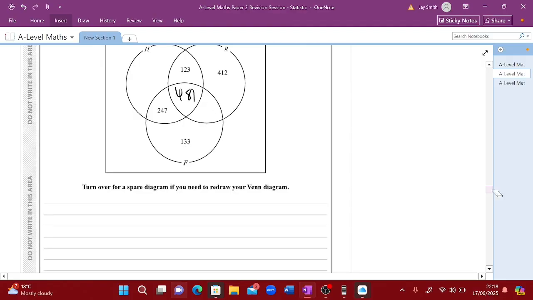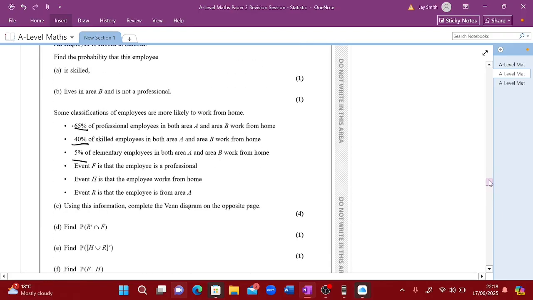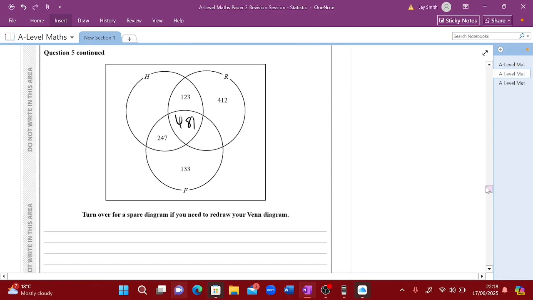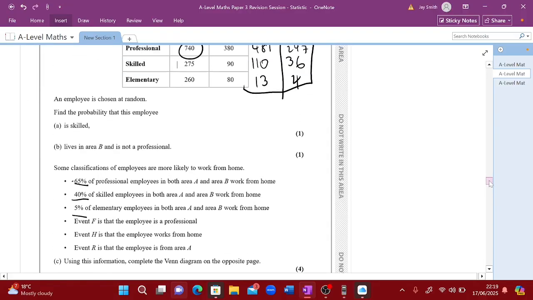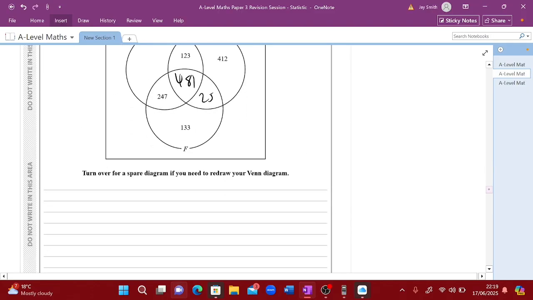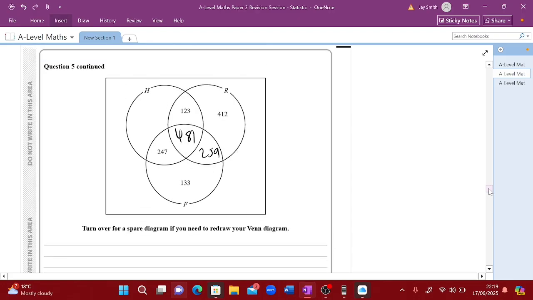Now we're going to work out the double intersection between F and R. So employees that are professional and from area A. That's just this number here, professional area A, which is 740. But we also need to account for the fact we already have 481 that are from area A, professional, and also work from home. So we need to subtract that: 740 take away 481 gives us 259. Specifically, this number is the people that are professional from area A that do not work from home. If they did work from home, they would be included in the triple intersection. That makes sense because when we add these two together, you get the people, irrespective of whether they work from home or not, that are simply from area A and professional.